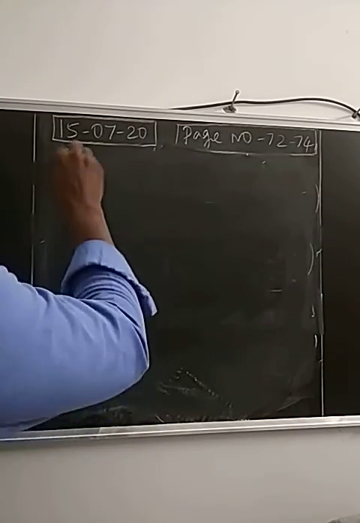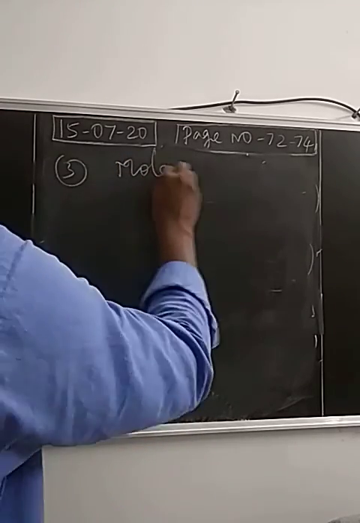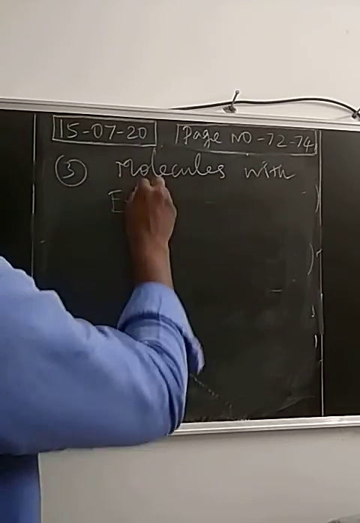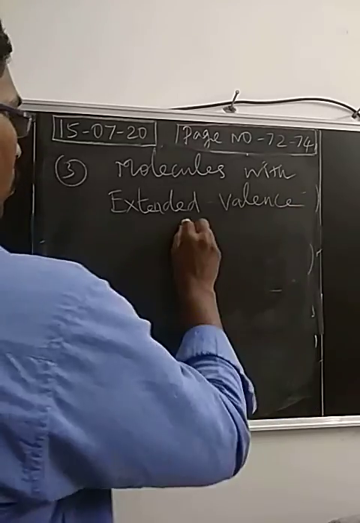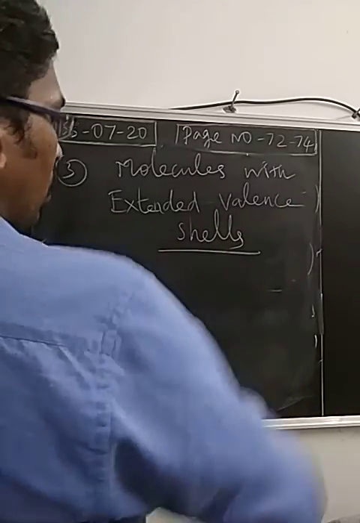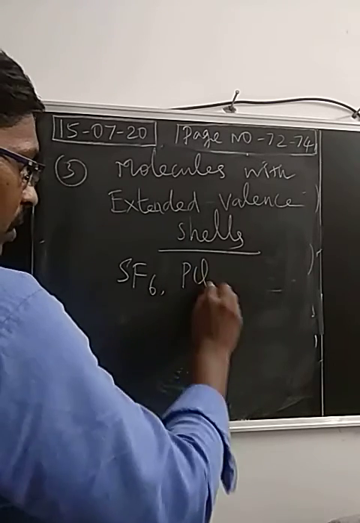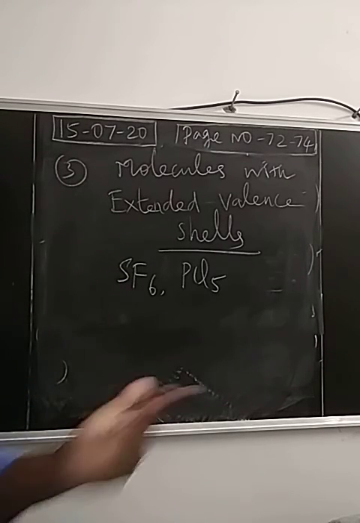Next one, molecules with extra valence shells, right? They will have extended valence shells. Examples: sulfur hexafluoride, phosphorus pentachloride. All these are examples, right? So in this case, around the central atom, more than 8 electrons will be there.